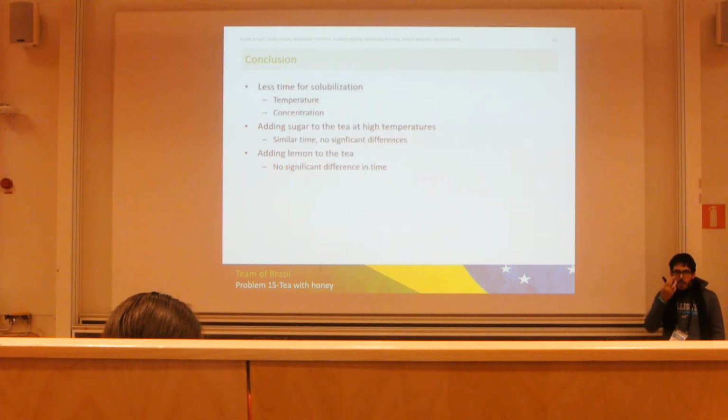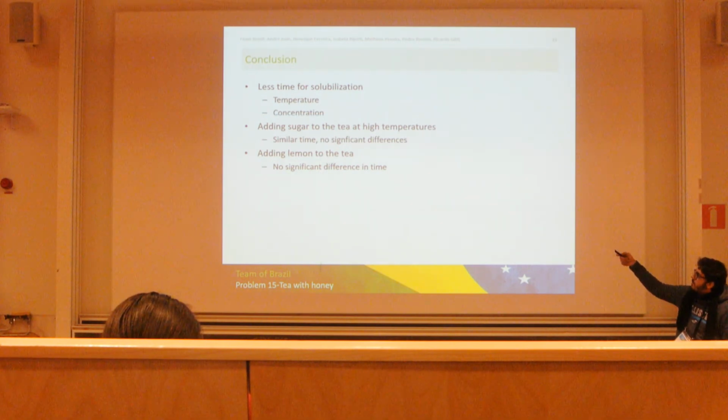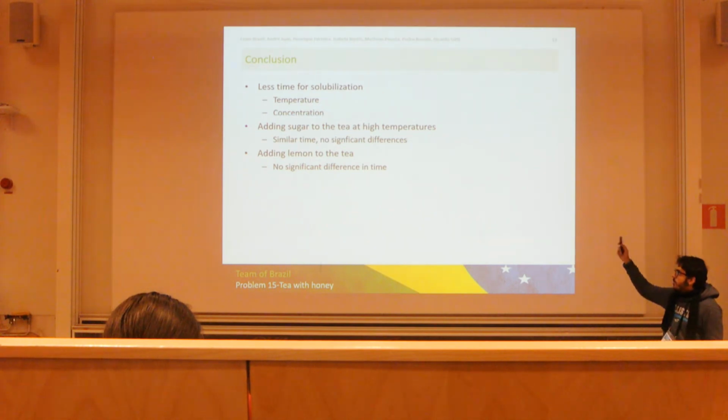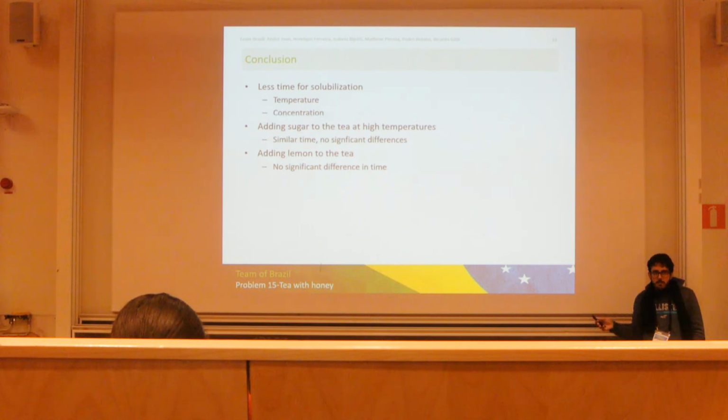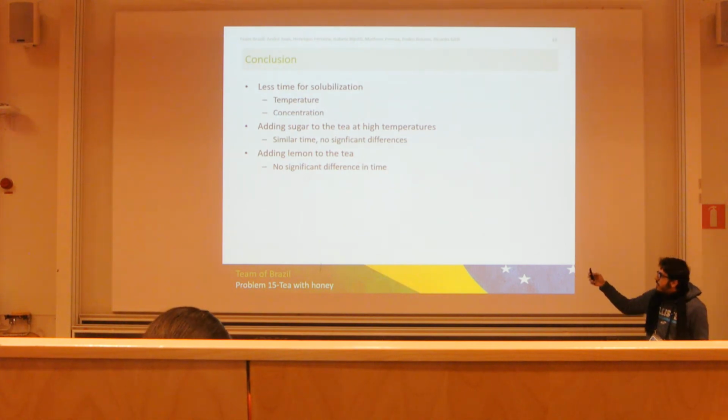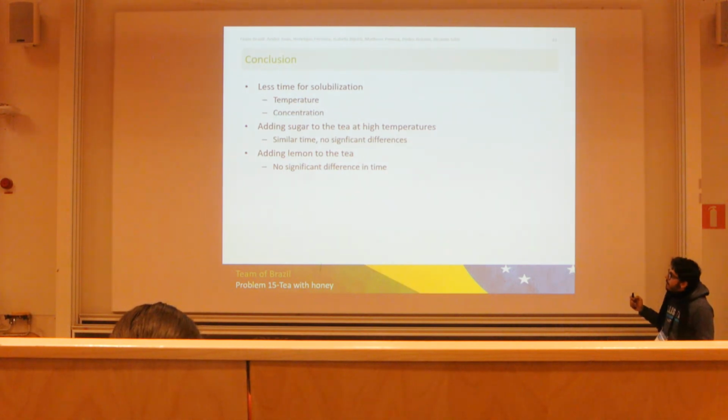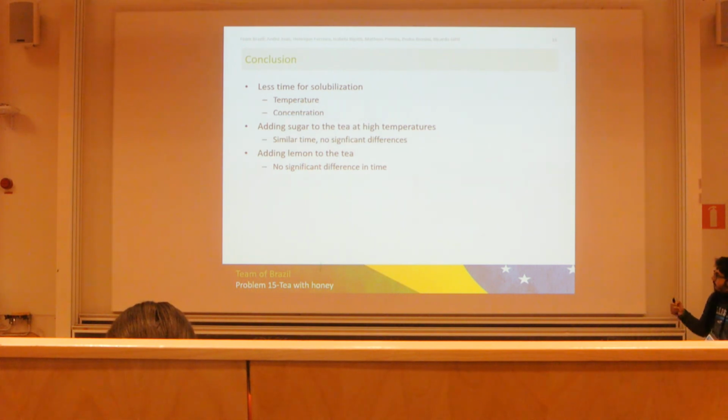So in conclusion, to have less time for stabilization, we can consider parameters such as temperature and concentration. And we consider that adding sugar to this tea at high temperatures will have a similar time with no significant differences. Adding lemon to the tea also will provide us no significant difference in time for stabilization.